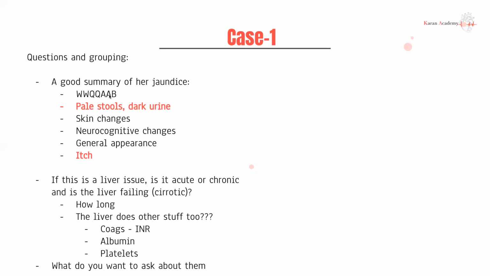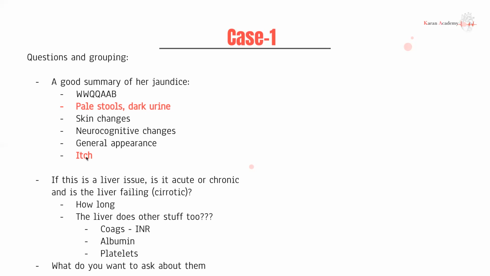So we go through WWQQA. We ask about pale stools and dark urine. Now, why do we ask this? Because a combination of pale stools and dark urine is very, very specific for obstructive jaundice. You would not see this pattern in either hepatic or prehepatic causes of jaundice. So he does say that he has pale stools and dark urine, and he also has an itch.